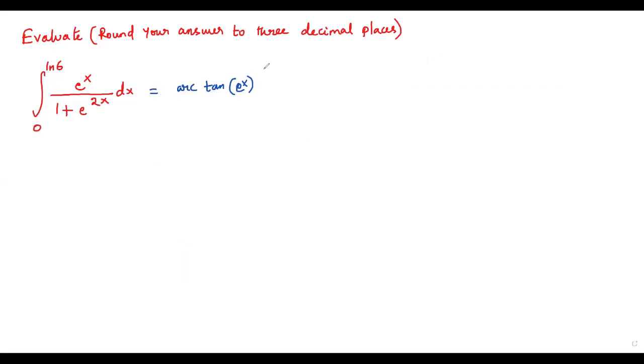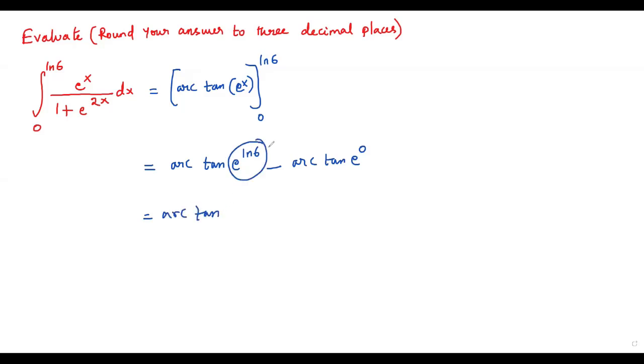Let's continue. This is the result we got for the evaluation of the integration of this function. Now I'm going to plug in the lower limit 0 and upper limit ln 6 for the result of the integration. Let me do it. The lower limit is 0 and the upper limit is ln 6. Plugging in the upper limit ln 6 for x, I get arc tangent e to the power of ln 6. Now I have to take a negative sign. In the same result, I plug in the lower limit 0 for x, and I get arc tangent e to the power of 0.